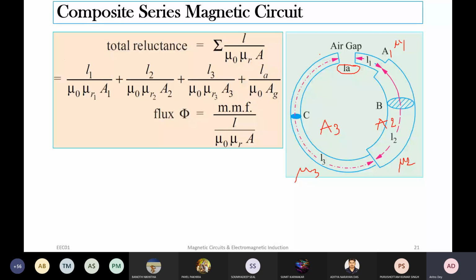Then if you find the total reluctance like this, your flux phi is equal to mmf divided by total reluctance. If you substitute this value, this is your effective reluctance. If you calculate this, you can write it in this form and find your total answer. So you can replace this as the total whenever you have a circuit like this.